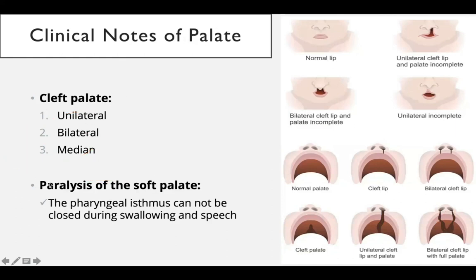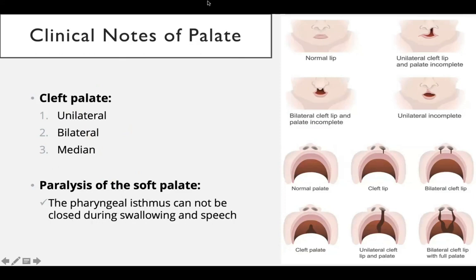Now we go to the second common clinical pathology, which is paralysis of the soft palate. Why can it be paralyzed? Because it has muscle, so muscle can be paralyzed. With paralysis of the soft palate, the pharyngeal isthmus cannot be closed during swallowing and speech.